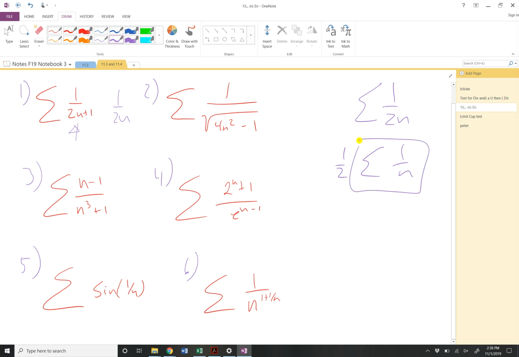And so this is going to be infinity. What's half of infinity? Still infinity. Still going to diverge. So you can't get around converging or diverging just by multiplying by a constant. What about this one? What are we going to compare with this one? With number 2?